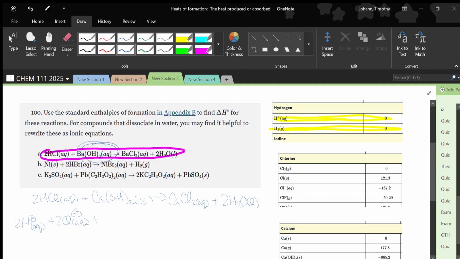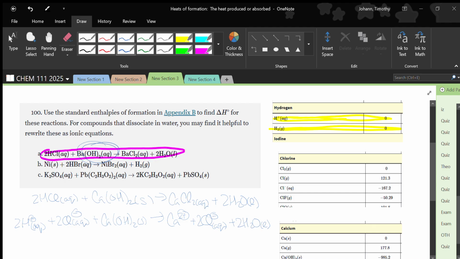Hydroxides aren't solids, it can't happen that way. So it's going to be calcium hydroxide, solid, goes to make calcium chloride, which is aqueous, so Ca2 plus, 2Cl minus aqueous, plus 2H2O water liquid. Okay, so there we have our equation.